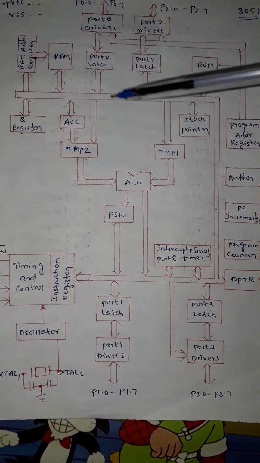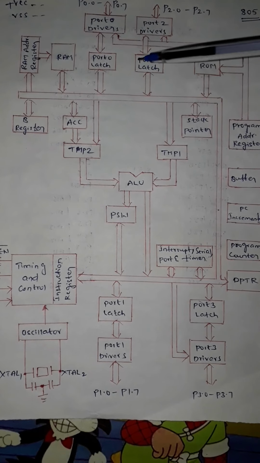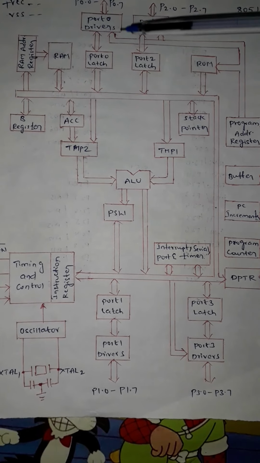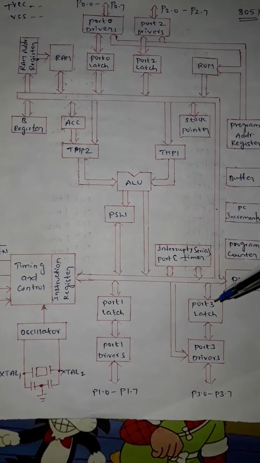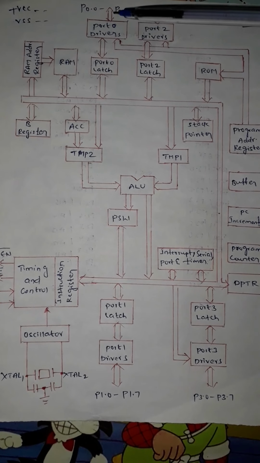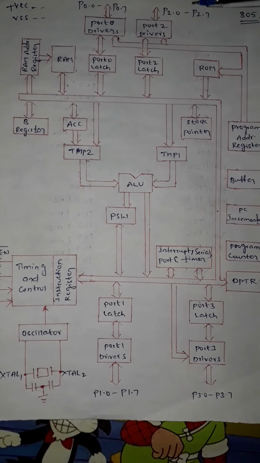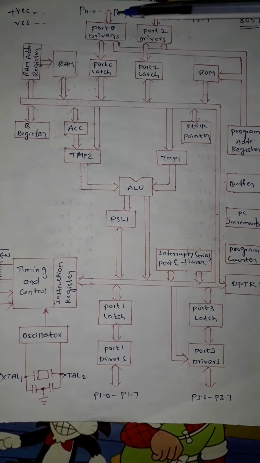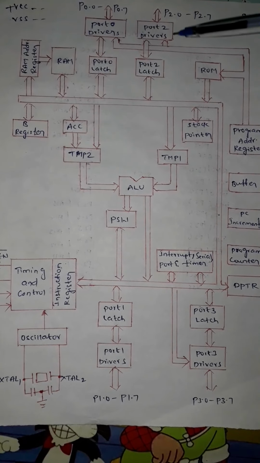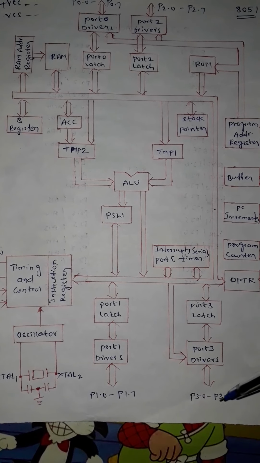In the 8051 controller, in addition to the memories, it also has the ports. It has 4 ports: port 0, port 1, port 2, and port 3. You can see that the size of each port is 8 bits, P0.0 to P0.7 and P2.0 to P2.7. Similarly P1.0 to P1.7 and P3.0 to P3.7.